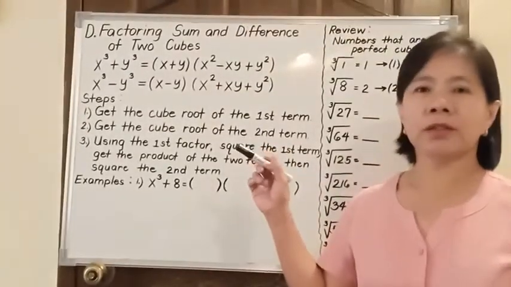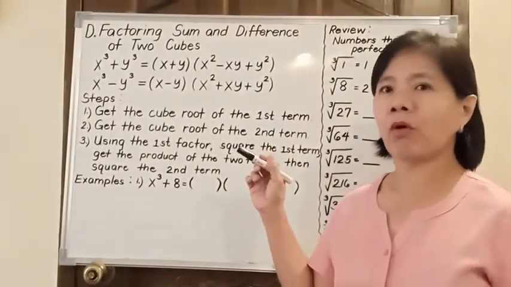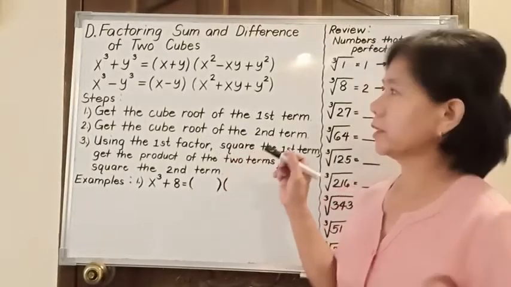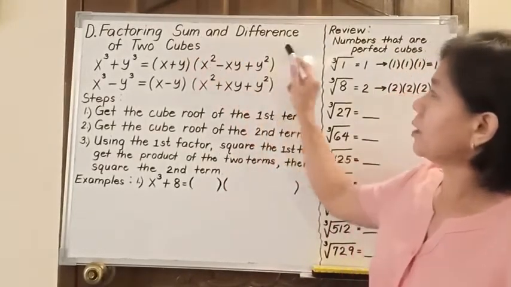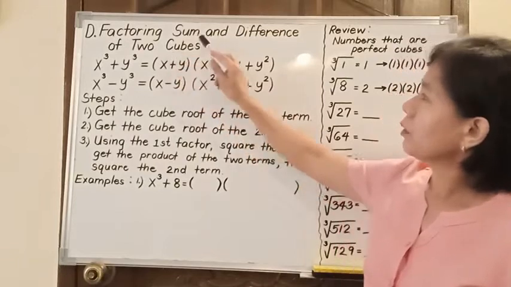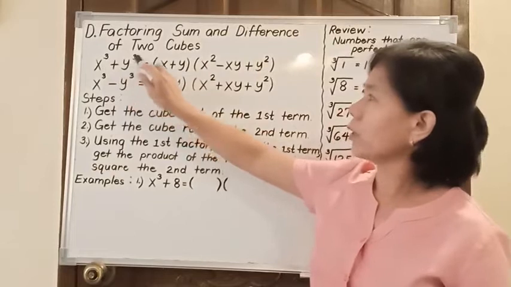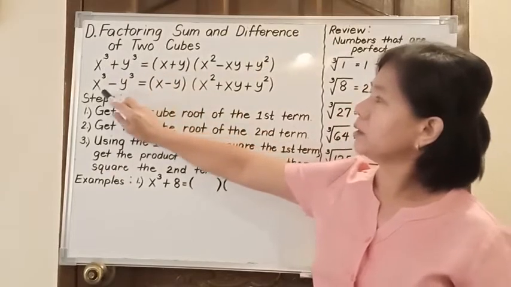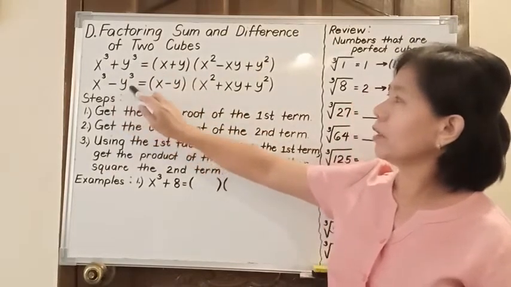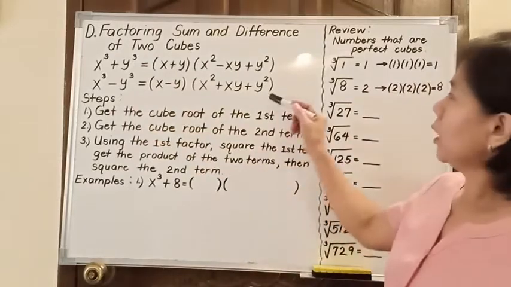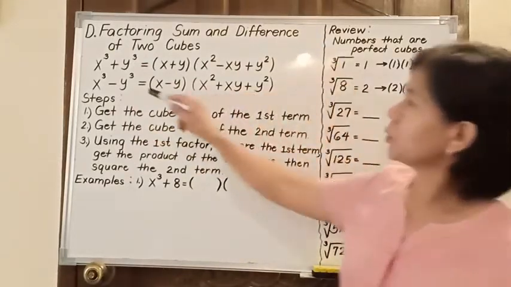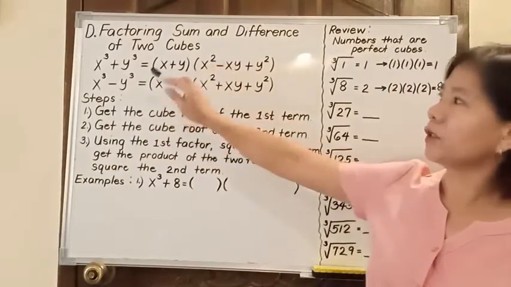Our lesson for today is about the fourth type of factoring polynomials, and this is factoring sum and difference of two cubes. For the sum of two cubes, it should be x cubed plus y cubed, and for the difference, we have x cubed minus y cubed. Later we will discuss the factors of the sum and difference of these two cubes.